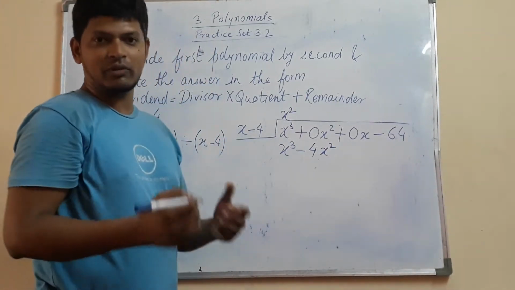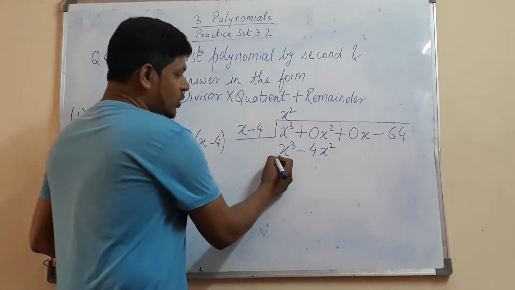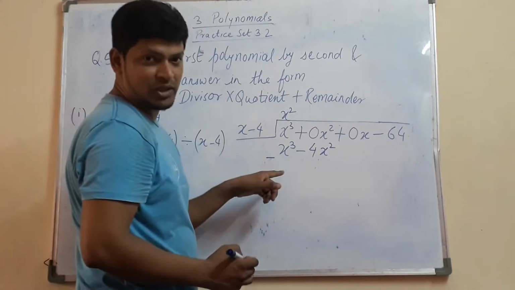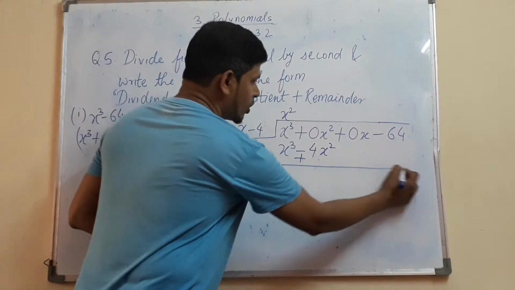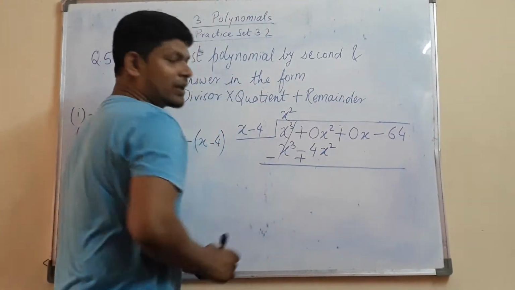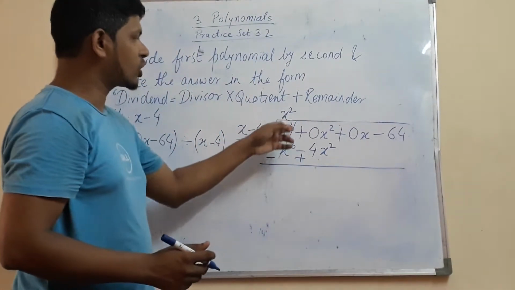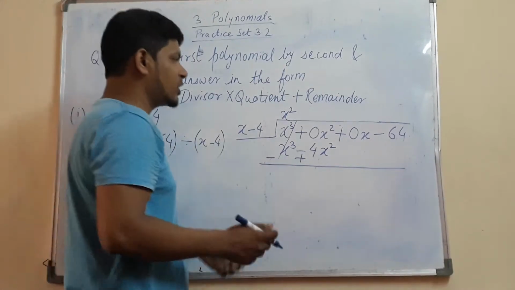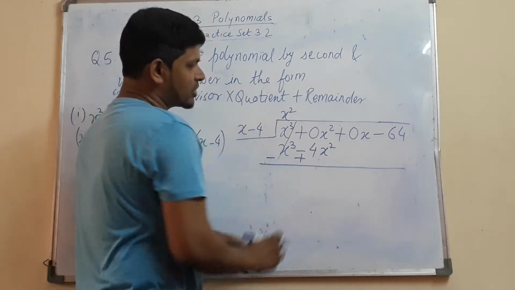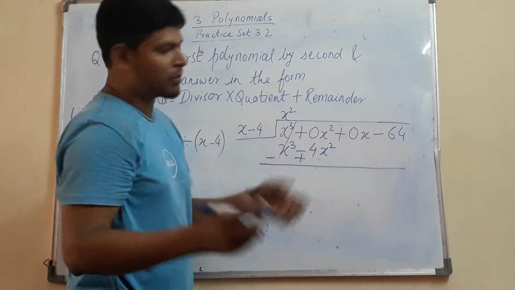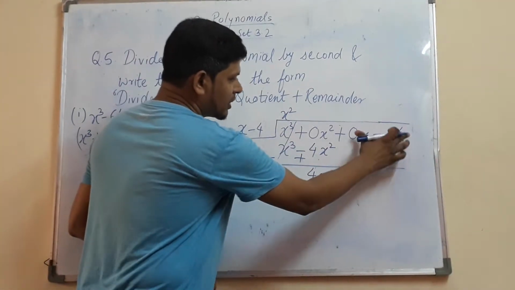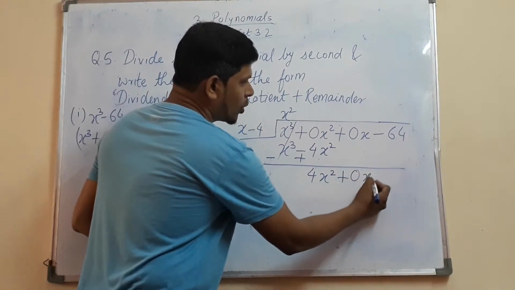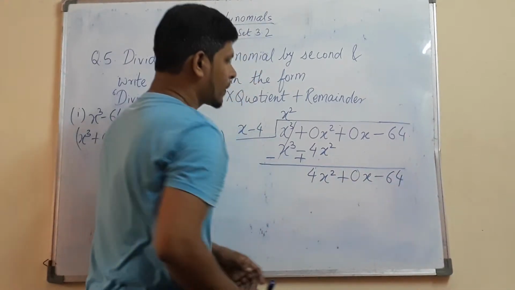And when we divide, we do subtraction. So when we do subtraction, the signs will change: plus will become minus and minus will become plus. So x cube minus x cube will become 0. And since the sign has changed, 4 plus 0 will be 4. So 4x square. Then we bring down the remaining terms, that is 0x and minus 64.